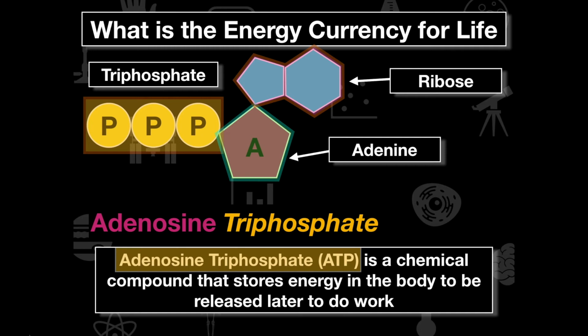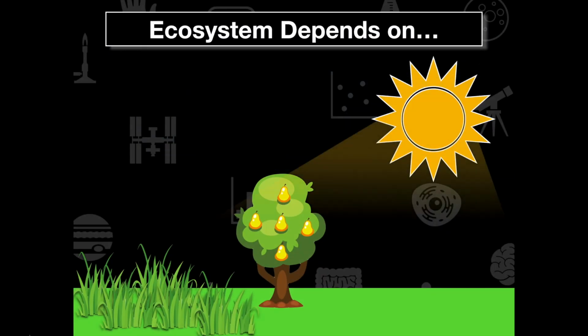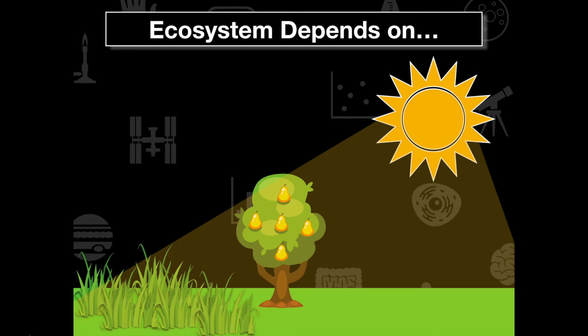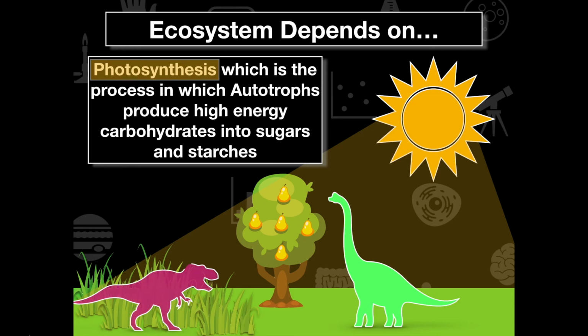Now, all energy is not just inherently born within these cells. We have to get this energy from somewhere, and all of that energy is really going to come from sunlight. So the entire ecosystem is dependent upon the sun and the energy that we get from the photons from the sun. Photosynthesis is where the autotrophs produce high energy carbohydrates and sugars and starches that will be consumed by herbivores and then be consumed by carnivores.